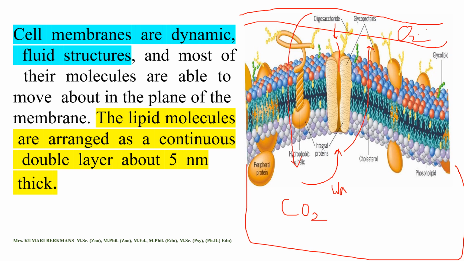So here, this membrane is made up of protein and lipids. So this is called a dynamic fluid structure. The cell membrane is a dynamic fluid structure, and most of the molecules are able to move about in the plane of the membrane. The lipid molecules are arranged as a continuous double layer. You can see here, this is one layer of lipid molecules and this is another layer, and the thickness is about 5 nm.